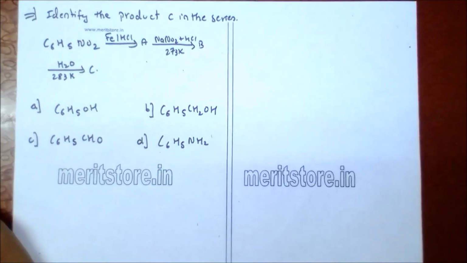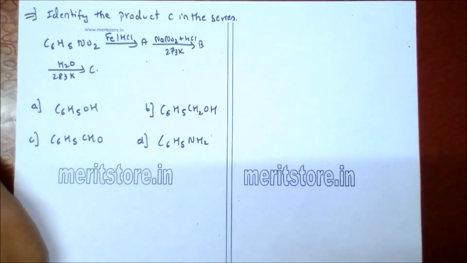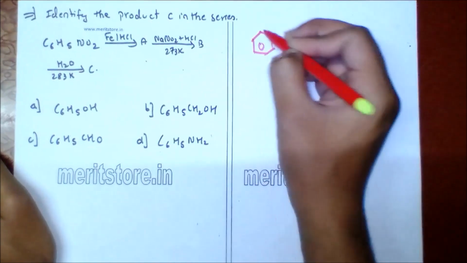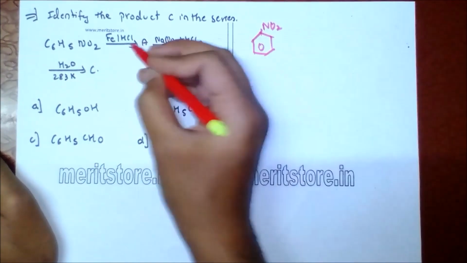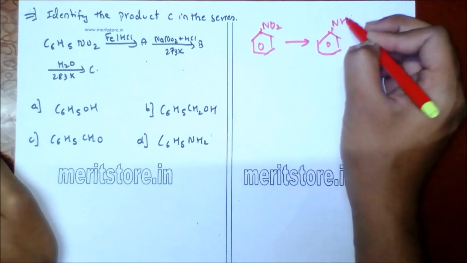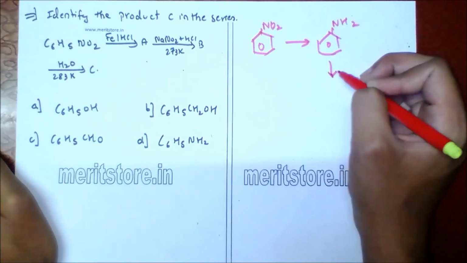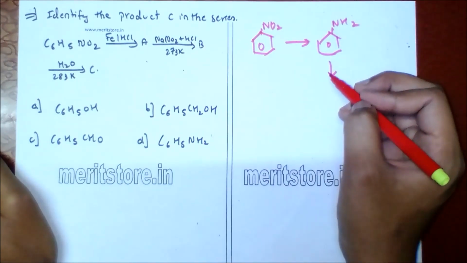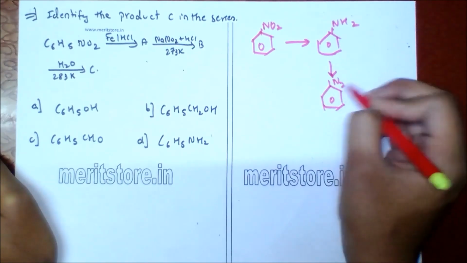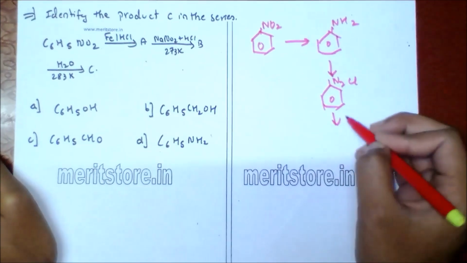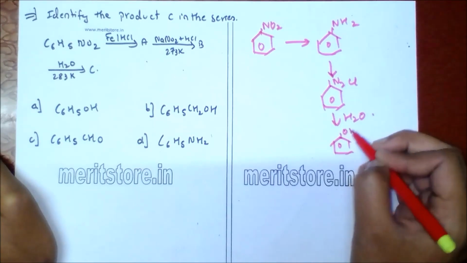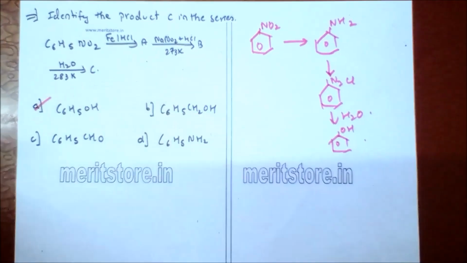Identify the product C in the series. So when nitrobenzene reacts with Fe and HCl to form A, which is aniline, which on reaction with nitrous acid at 0 degrees Celsius will give diazo salt, which is B, which on hydrolysis will give phenol, which is C. So option A is the correct answer.